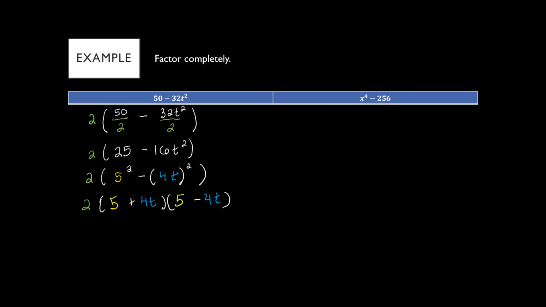So my x to the 4th minus 256 is really x squared minus 16 squared. Remember, we divide that exponent by 2. So it's x squared minus, and then we're going to have 16 squared, which gives us 256. So I'm going to set up my 2 sets of parentheses. And we have x squared in the front, and then 16 in the back.